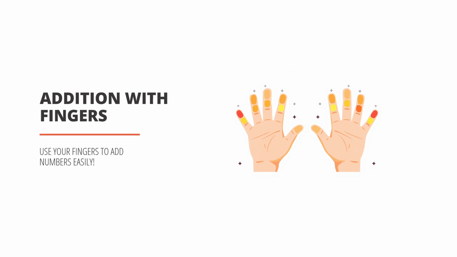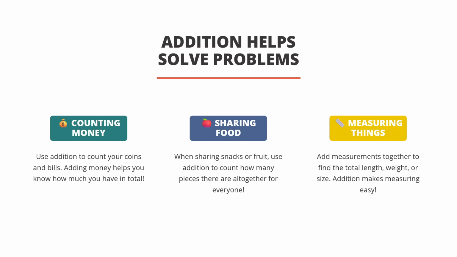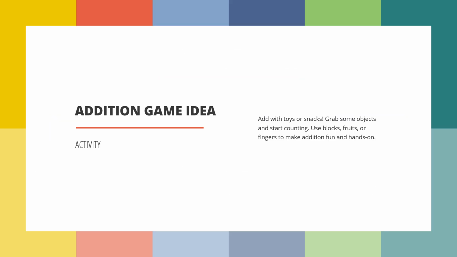You can use your fingers to help you add. Hold up the first number of fingers, then hold up the second number of fingers. Count all the fingers together to find your answer. Addition helps us solve real problems. We use it to count money when we buy things. We use it to share food with friends. We also use it when we measure things. Addition is very useful.